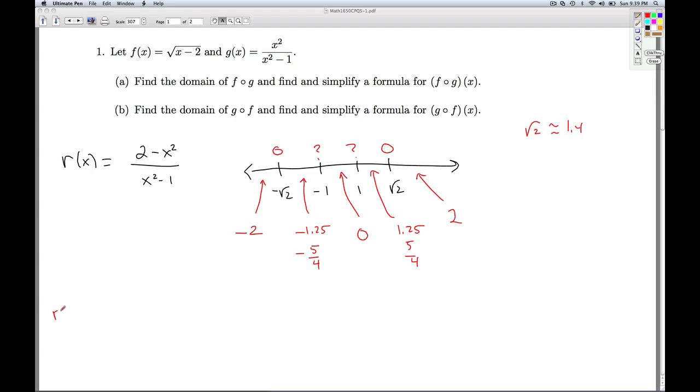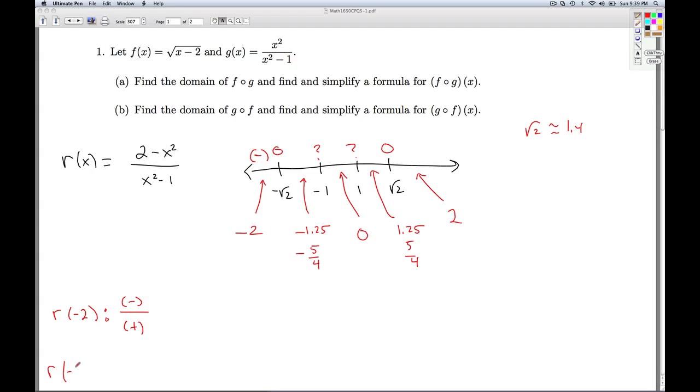So let's substitute these in. Let's look at r of negative 2. A negative 2 in here squares to become a 4. 2 minus 4 is negative 2. So in the numerator I get a negative. I plug negative 2 down here, square it, subtract 1, I get a positive. So the result there is a negative.